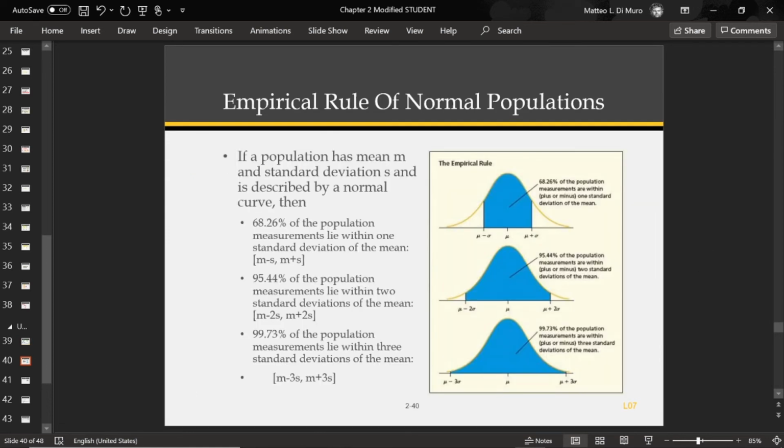So this is very important. We'll talk more and more and more about this all the time. But the empirical rule of normal population. So you probably may have heard of this in some capacity. Maybe, I don't know how nerdy you are, but if a population has a mean of m and a standard deviation of s and is described by a normal curve, basically a bell curve, then this is basically the definition of what makes a bell curve a bell curve. The first point. 68% of the population measurements lie within 1 standard deviation of the mean.